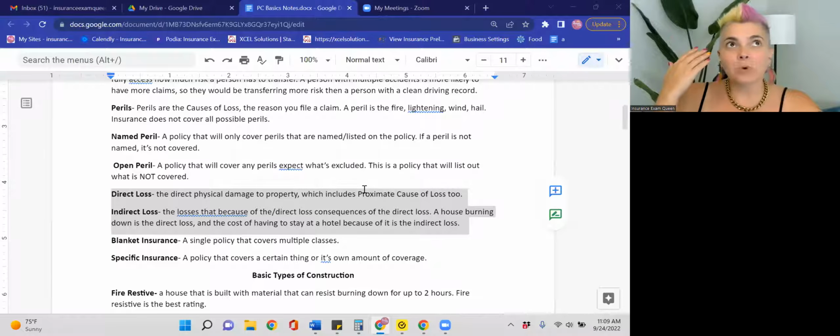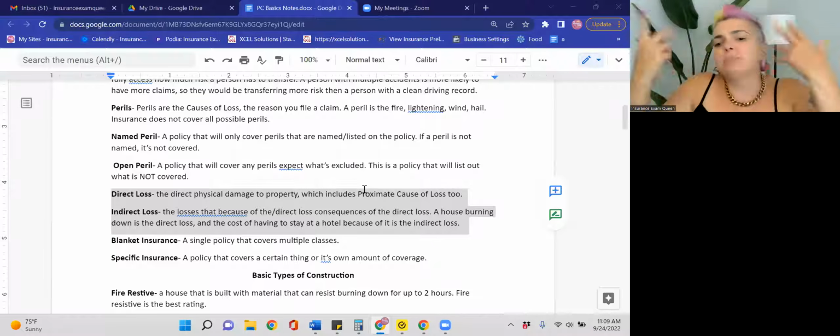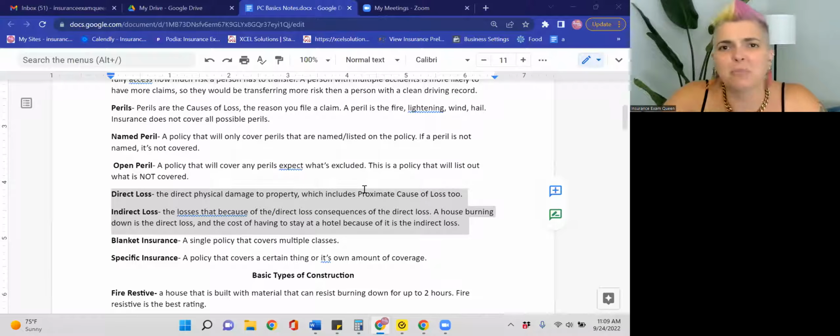And when you say, oh, well, you have to buy homeowners because you have a mortgage, so you better buy this, are they going to buy it? No. But if you say, you know what? We're going to make sure that after a fire, you have a hotel to stay in. We're going to make sure you have money for that. They're way more likely to want to buy a policy from you because you explain to them the coverages.